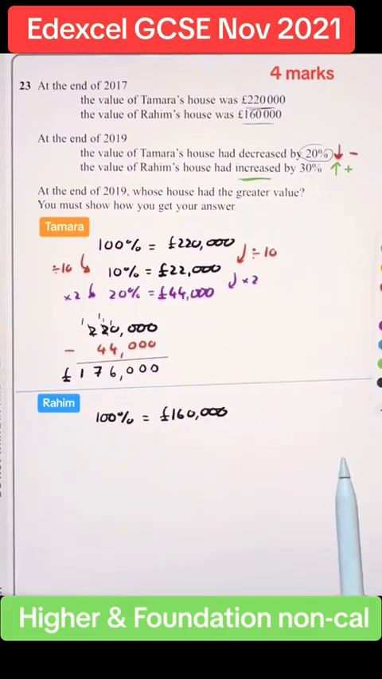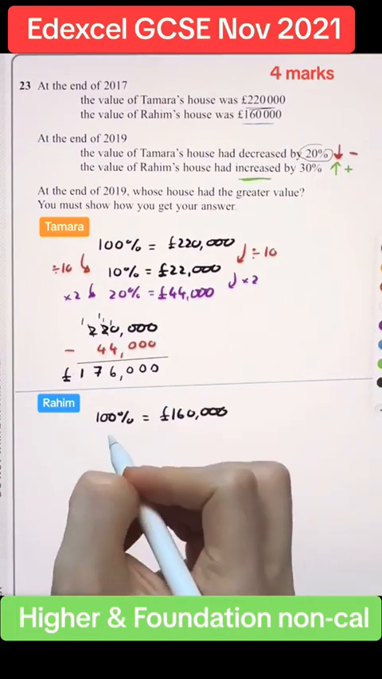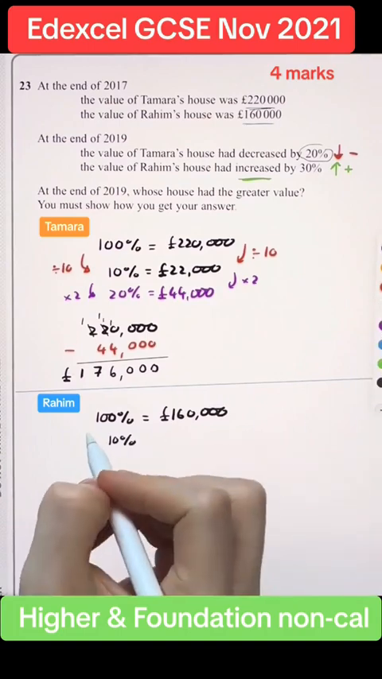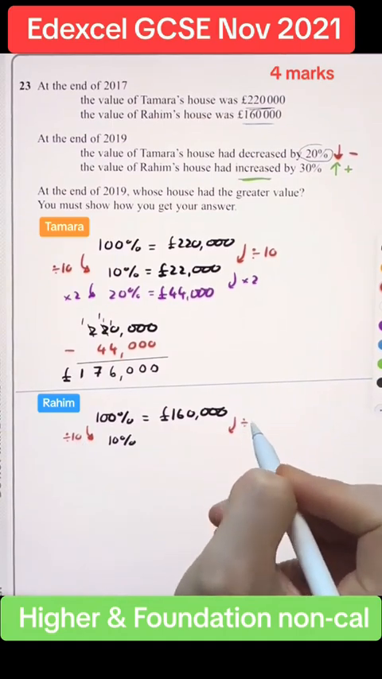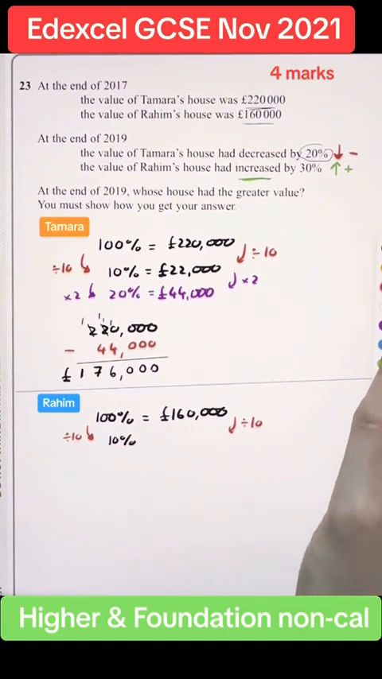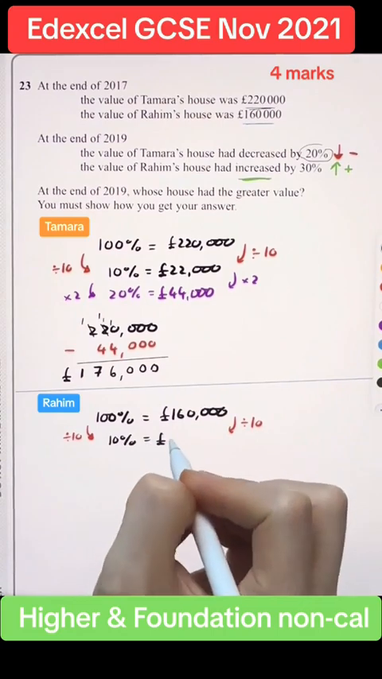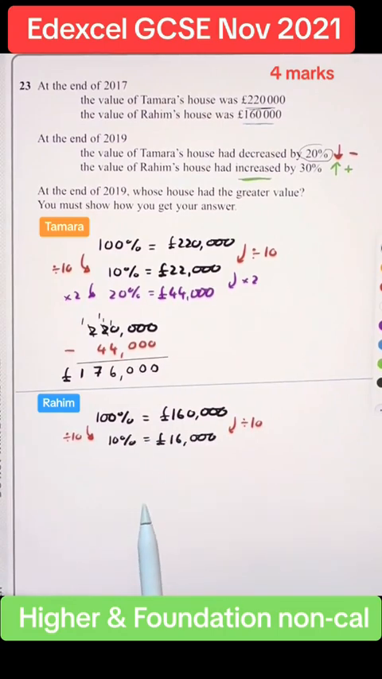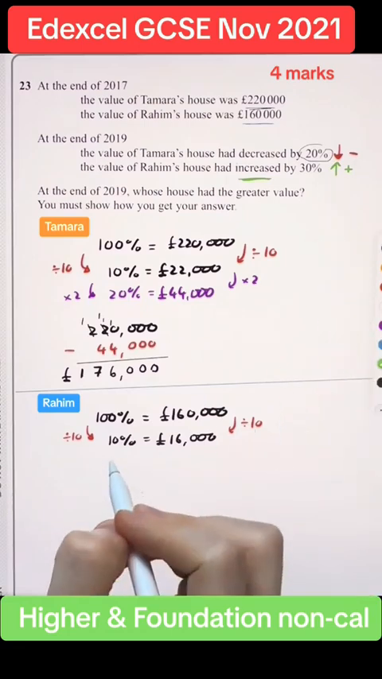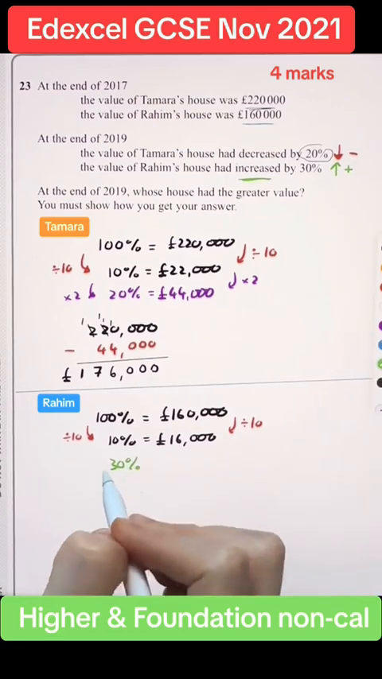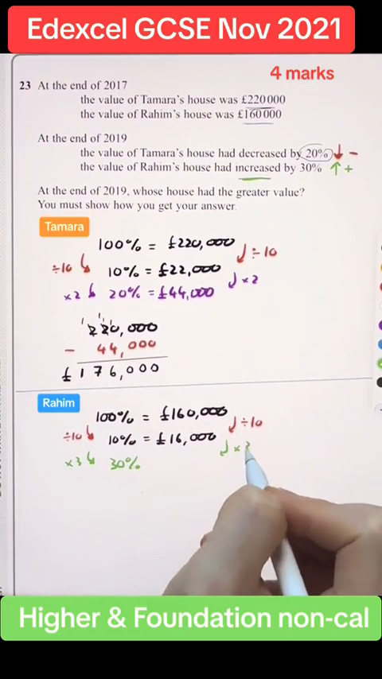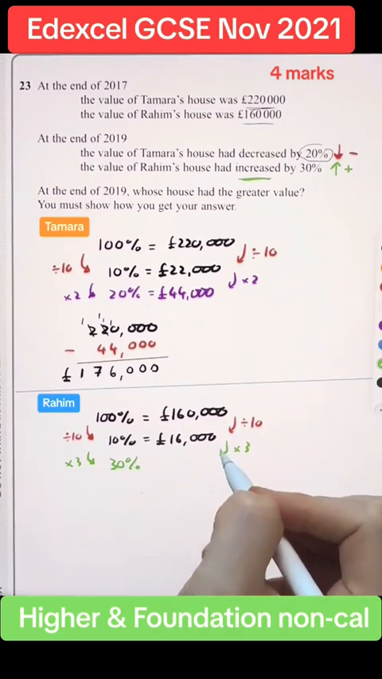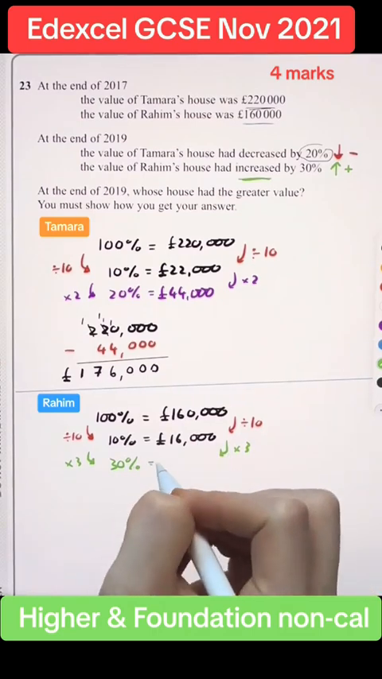As we want to calculate 30%, my first step is to calculate 10%. What have I done to 100 to get down to 10? Well, I've divided it by 10. Hence, I must do the same to the right to keep it equivalent. Well, 160,000 divided by 10 will give us 16,000. As that's 10%, and I want to get to 30%, what have I done to 10% to get to 30%? Well, I've timesed it by 3. Hence, I must do the same to the right to keep it equivalent. And 16,000 times 3 will give us 48,000.